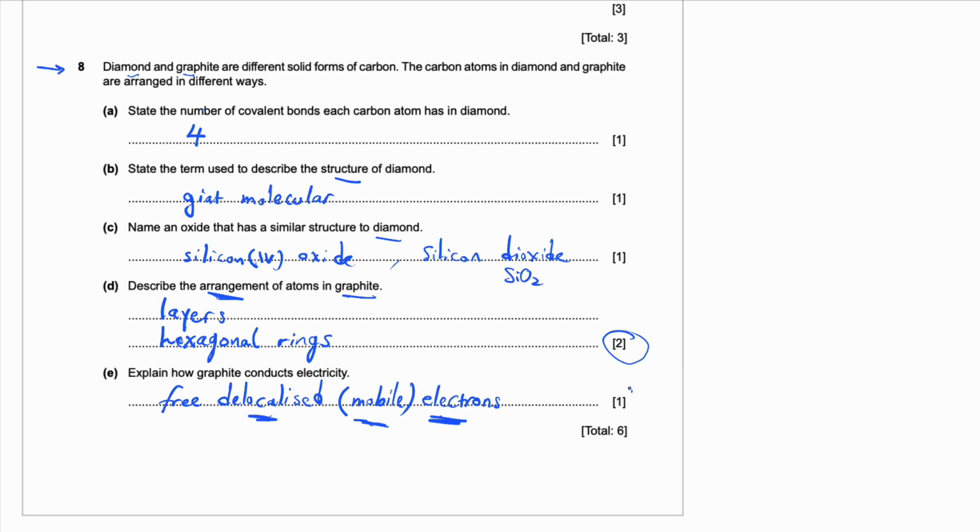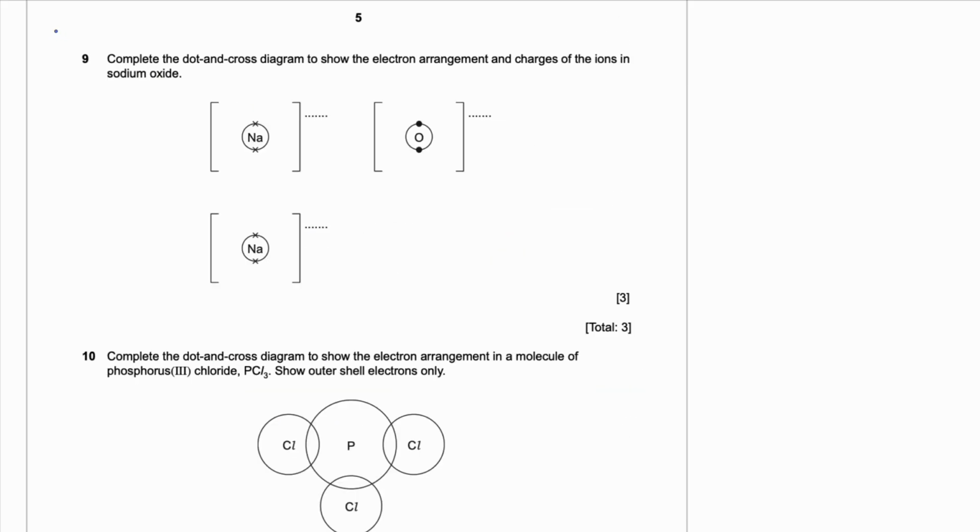Now, this question is just 1 mark. If it's 2 marks, then you have to tell me that each carbon atom in graphite has 1 electron that is not used in bonding. That's why the structure has delocalized mobile electrons. But since here it's just 1 mark, you don't have to mention the idea of having 1 free electron for each carbon atom. Next question, question 9.